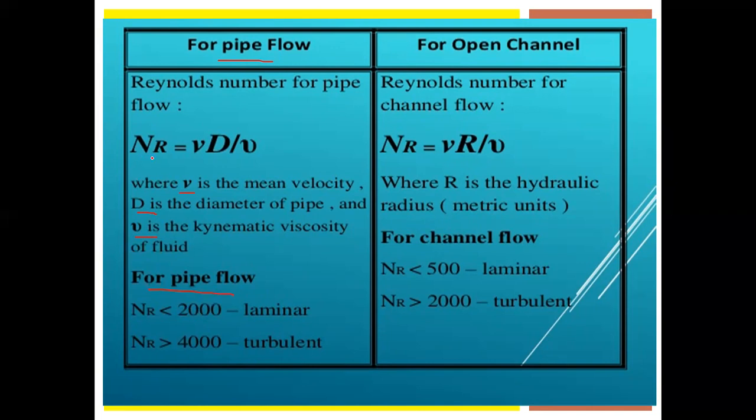Here it is written as NR. In some books, it may be written as RE also. Don't get confused. If RE is less than 2000, it is a laminar flow. When RE is greater than 4000, it is a turbulent flow. So this is in the case of pipe flow.